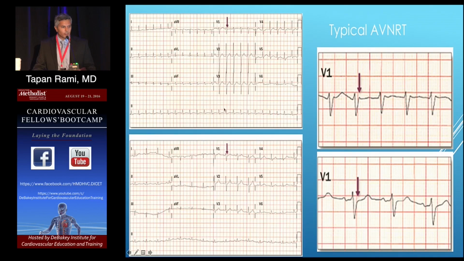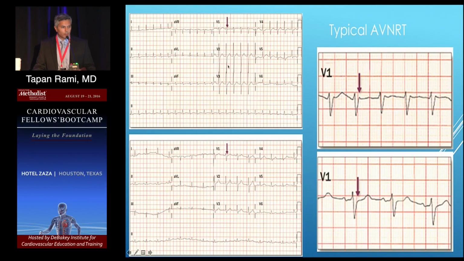Okay, so this is a typical, common rhythm, typical AVNRT. So narrow complex, and one of the key things here is that if you look at V1, you'll see this pseudo R prime in lead V1. You don't see it during normal rhythm, you see it during SVT. That's pretty classic for AVNRT.